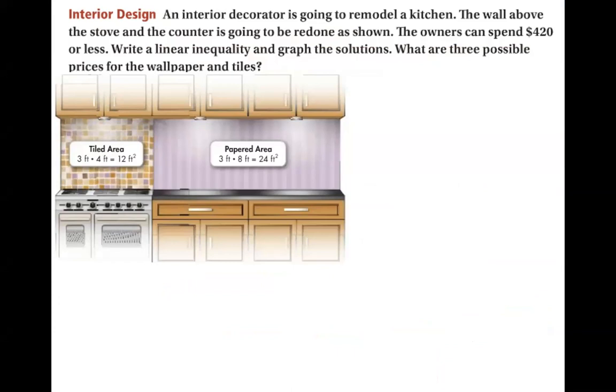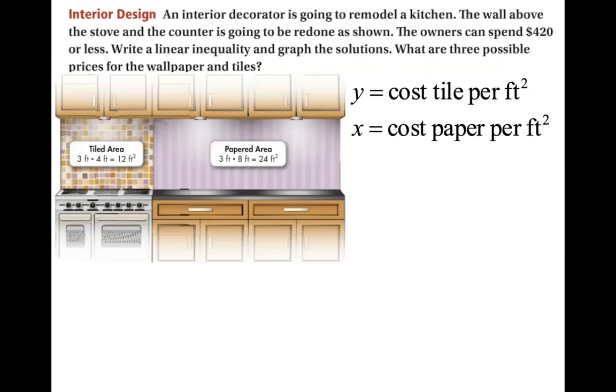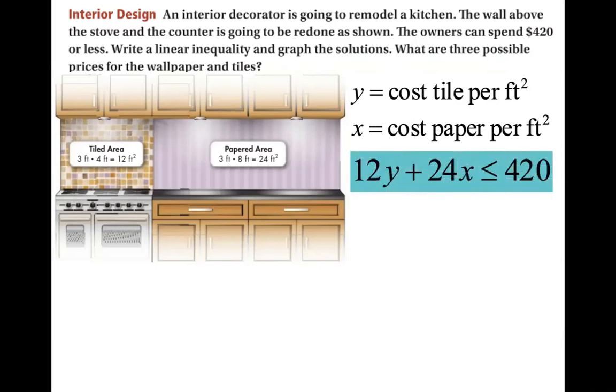So I got tiled area and I got papered area. I can only spend $420. So if I let Y equal the cost of the tiles, the tile area says right there is 12 square feet. And if I let X equal the paper area cost, and I've got 24 square feet of that, then I need 12 times the cost of the tiled, because there's 12 square feet of the tiled, so that'd be 12Y, plus 24 times the cost of the paper, that'd be 24X, and I need that price to be less than or equal to $420. It could be exactly $420, but it can also be less.